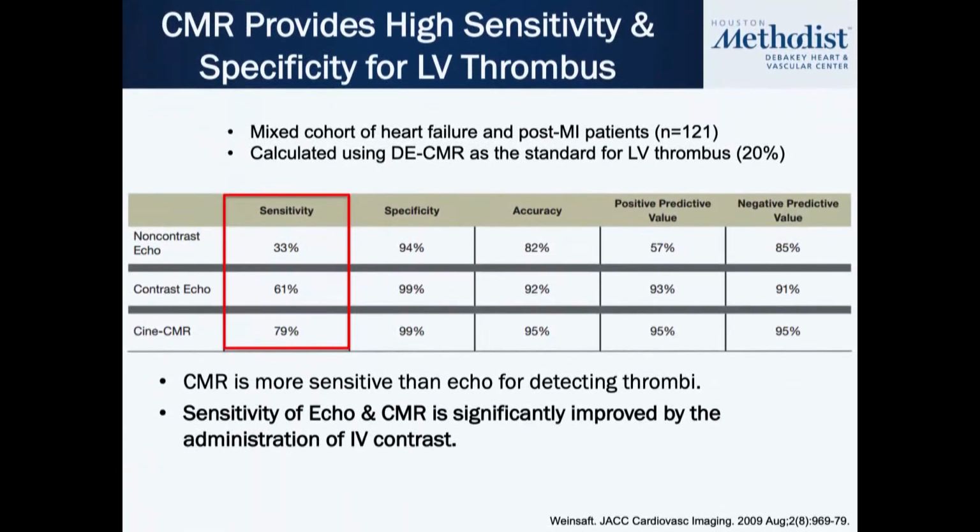This other study, they compared echo with contrast echo with MRI, and with contrast echo, it almost doubles the sensitivity of echo in terms of identifying thrombus. Again, because you turn on the lights inside the chamber, so you can see if there's any thrombus hiding in there, like Dr. Kurrelmeyer showed a few of those cases. But it's not as high as cardiac MRI.